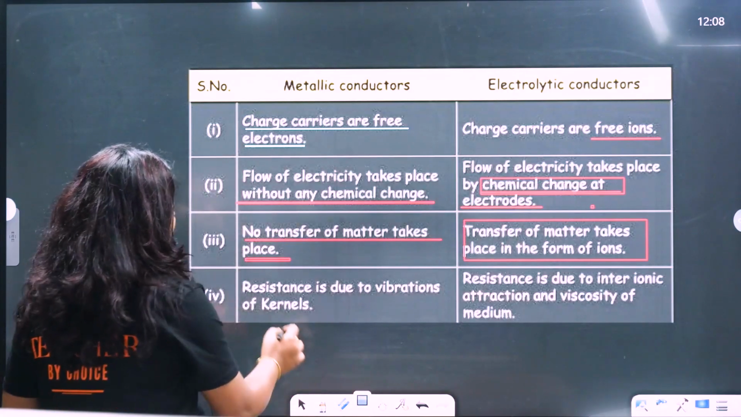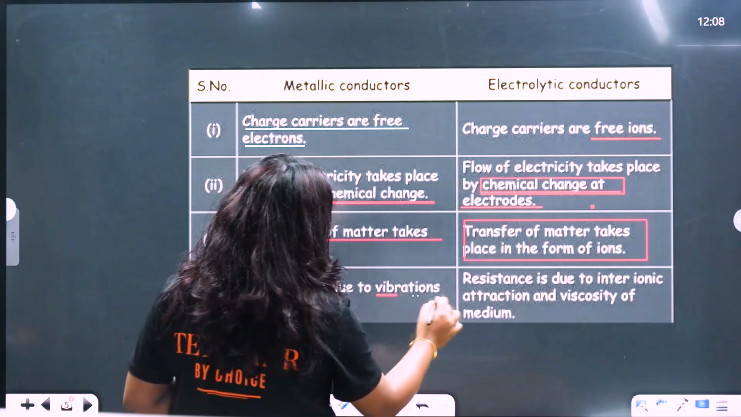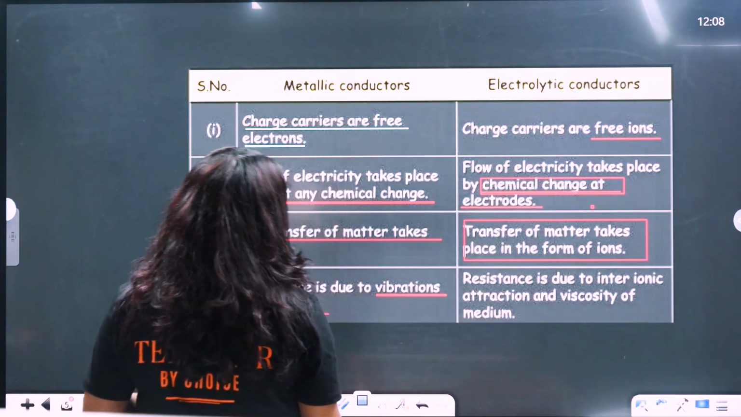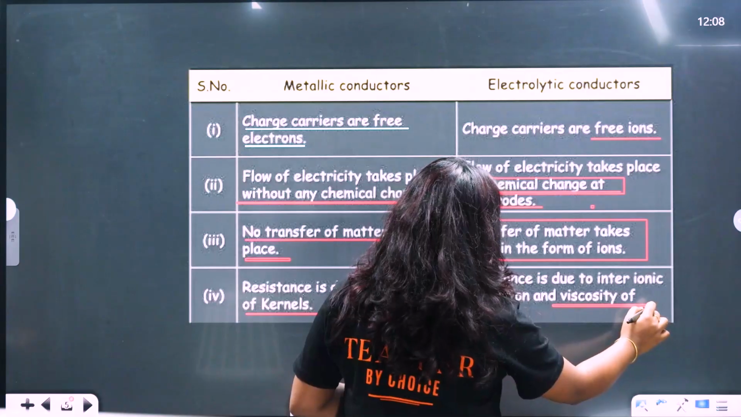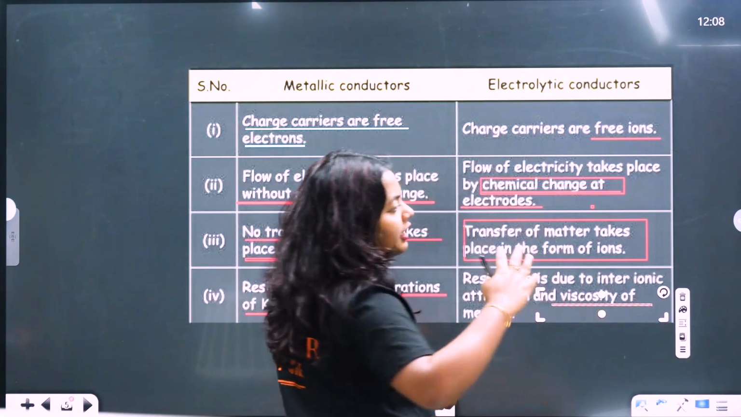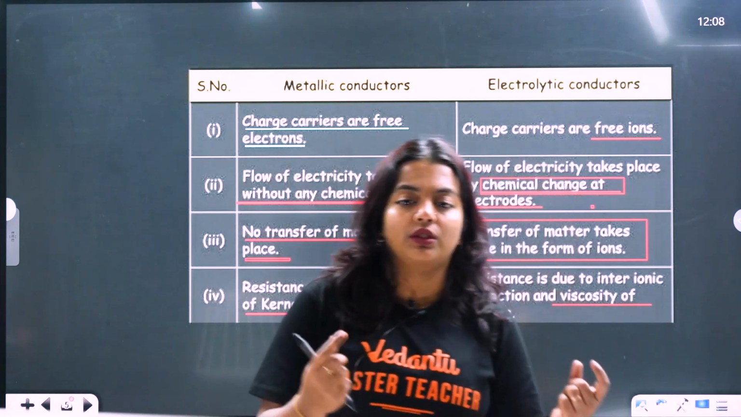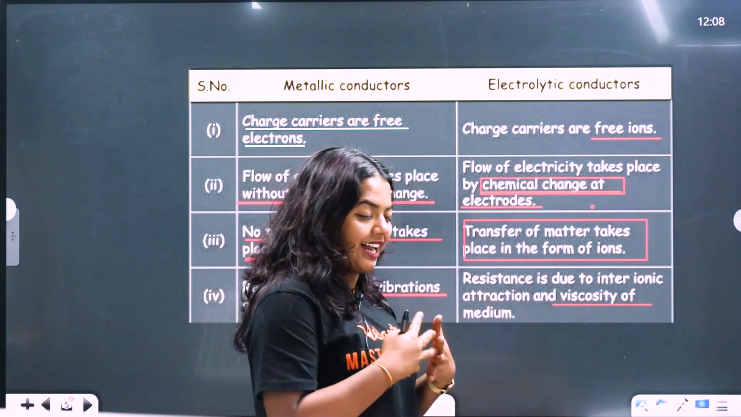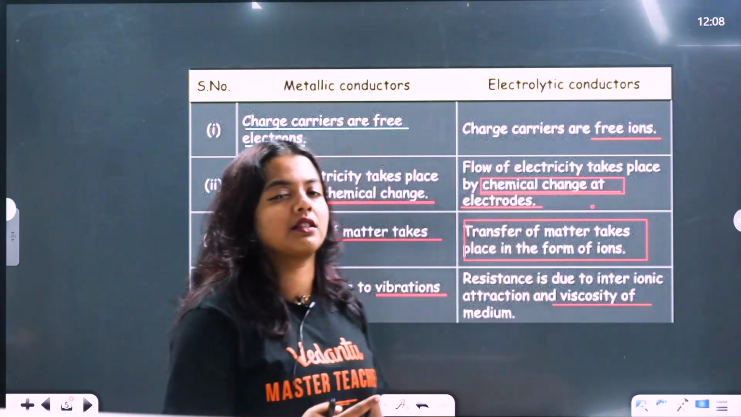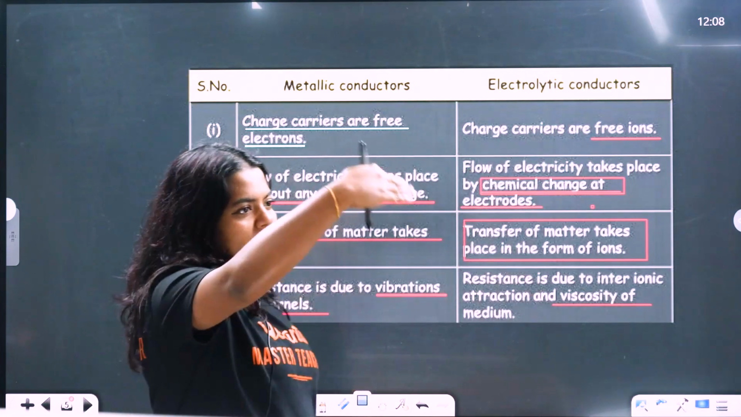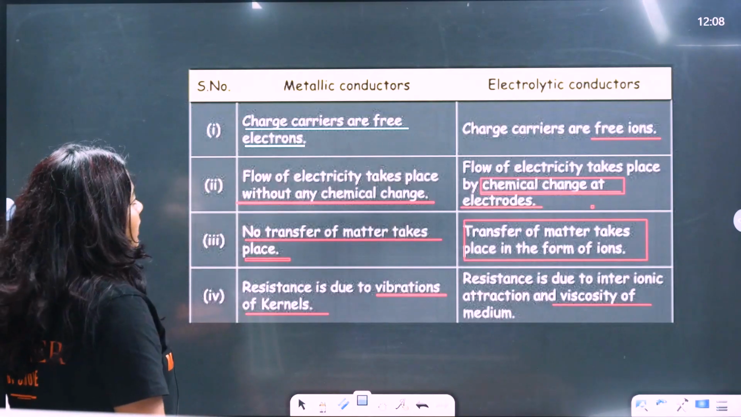Resistance in a metallic conductor is due to the vibration of the kernels. In an electrolytic conductor, resistance is due to inter-ionic attraction and the viscosity of the medium. So it depends upon the medium for ionic conductors.